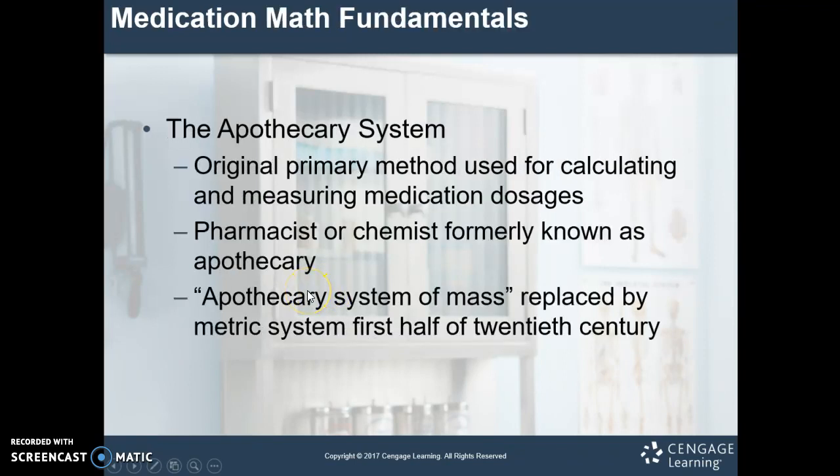So math fundamentals. First we're going to talk about a little bit of the history. Sorry, my dog's behind me being super goofy.